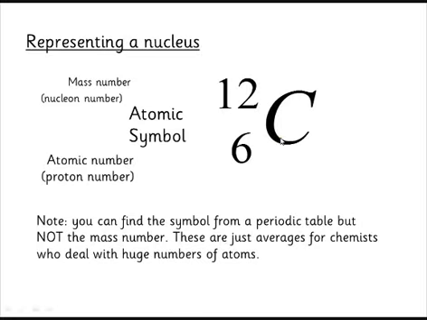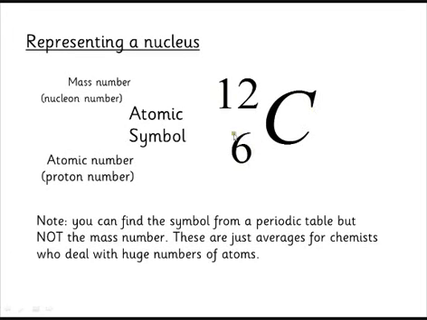Okay, I'm sure you'll be familiar with this from GCSE. So this is how we write an atomic nucleus. So we've got a mass number at the top. This is the number of protons and neutrons added together. An atomic number at the bottom, just the number of protons, and a symbol here.